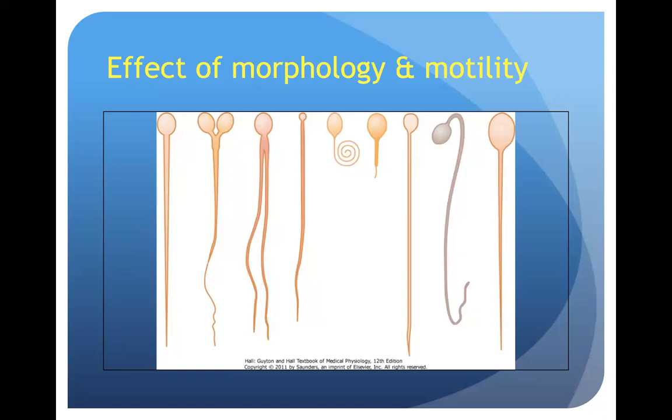Kasi kung titingnan mo yung sa pinaka-left, maliit yung head tapos ang kapal ng tail. So kapag kaganyan, na mabigat yung tail niya, mahirapan siyang mag-move. So ma-affect, the motility will be affected. Lalo na kung ganito, dalawa yung head, then one lang yung tail, tapos abnormal looking pa yung tail niya, dun sa second picture from the left. So definitely it will affect yung movement. Or ito, yung sa third one, parang alien, dalawa yung tail. So again, that will affect the movement of the sperm cell.